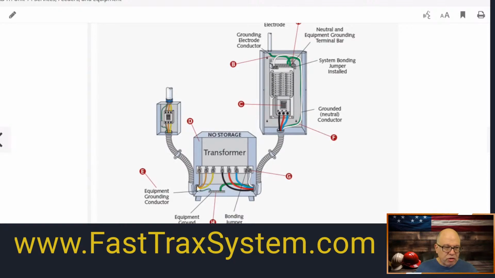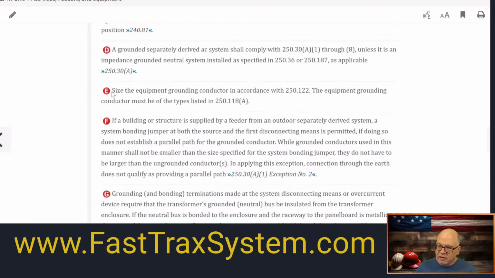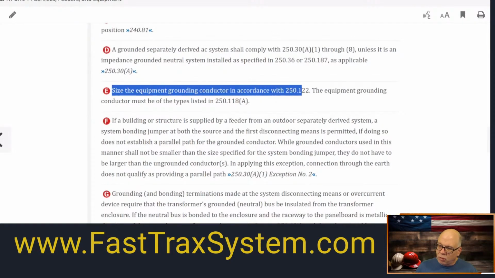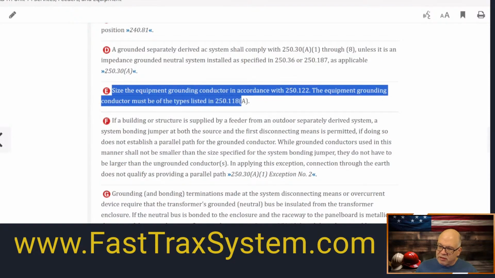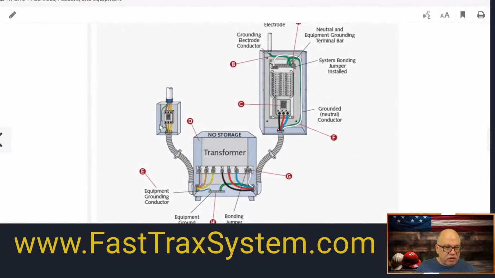And this is a punched hole, by the way. This is not concentric or eccentric. It's total punched hole. Okay. Now, we do get good call outs for E. E says the size of the equipment grounding conductor in accordance with 250.122. The equipment grounding conductor must be the type listed in 250.118A. By the way, this EGC that's being run with it is sized based on the overcurrent protection that's supplying the circuit. Okay. That's what this is based on.